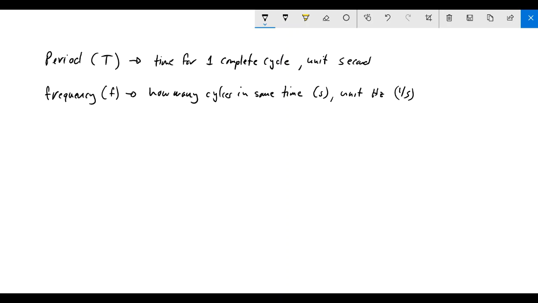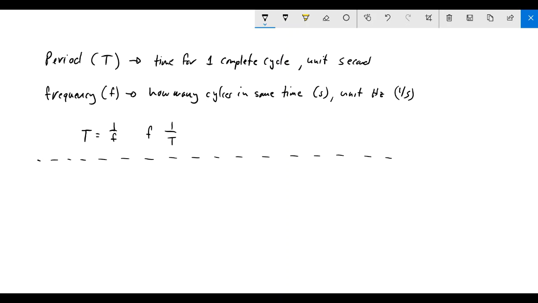So why do we need these two things? Well, they're related to one another. Period and frequency are reciprocals. So period is 1/frequency, and frequency is 1/period. All right, so why is that important? Because if we know one of them, we can use it to find the other one. So let's take a look at an example.